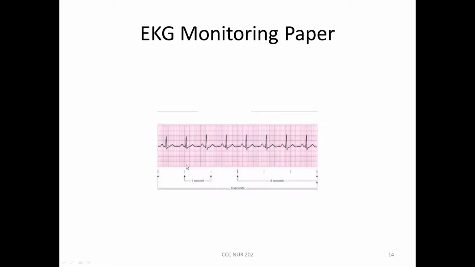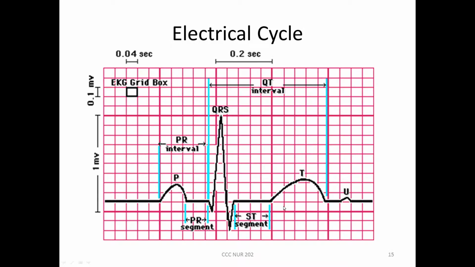You can see where this is 1 second and this is 3 seconds. Now this is a 6-second strip, and so these 2 three-second sections would make a full 6-second strip. And these are exactly the strips that you will see on the test. It will be a 6-second strip.